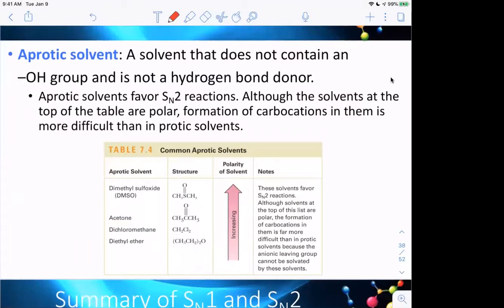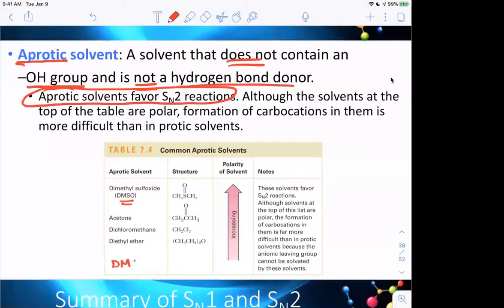Aprotic solvents, A meaning absence of, they do not contain an OH group, not a hydrogen bond donor. Aprotic solvents will favor SN2 reactions. So here I have dimethyl sulfoxide, DMSO, acetone, dichloromethane, DMF, which is dimethylformamide, is also a really good aprotic solvent that you'll probably see. So these solvents favor SN2 reactions.